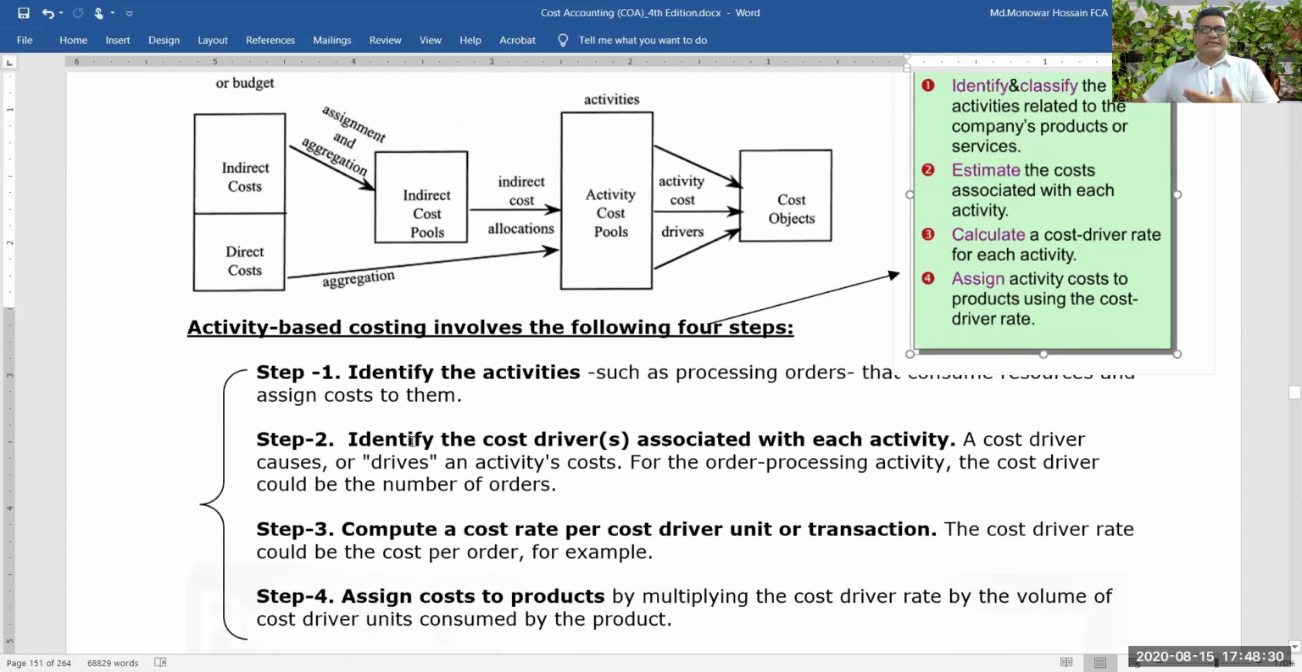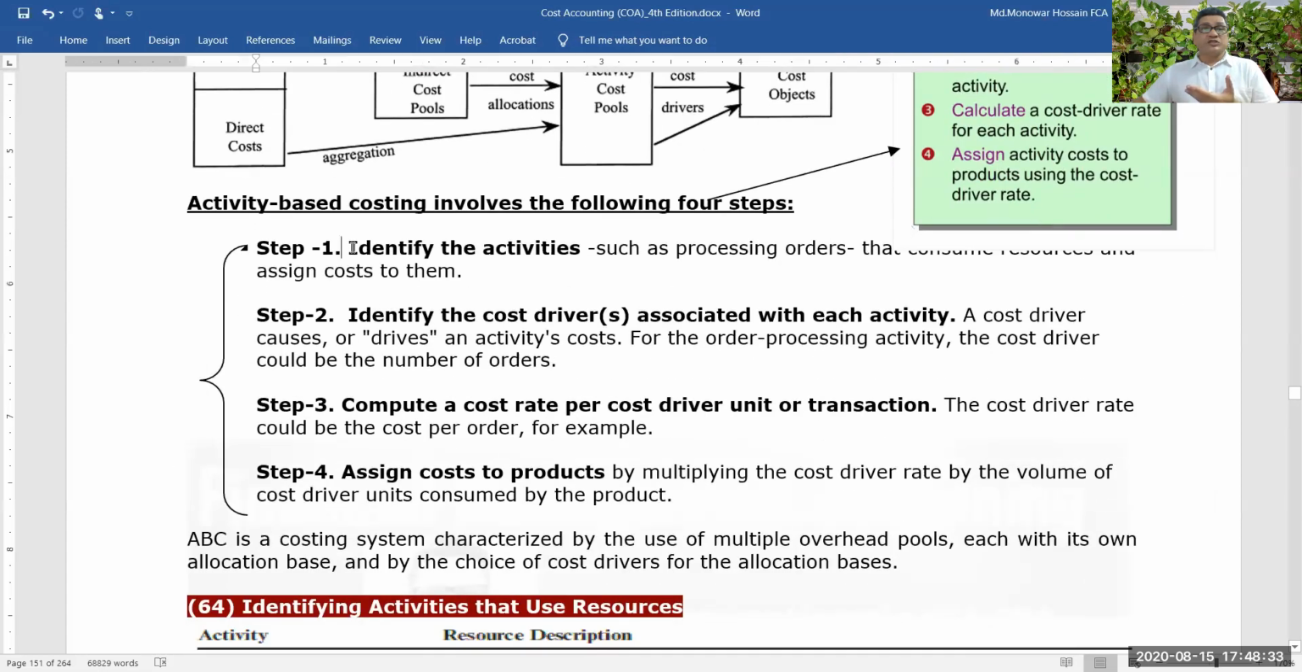So, the 4 stages. Look here: we can say activity-based costing involves 4 steps. Identify the activities, identify the cost drivers associated with the activities, and then compute a cost rate per cost driver, unit or transaction, and then finally we have to assign cost to products. These are the 4 steps for activity-based costing.